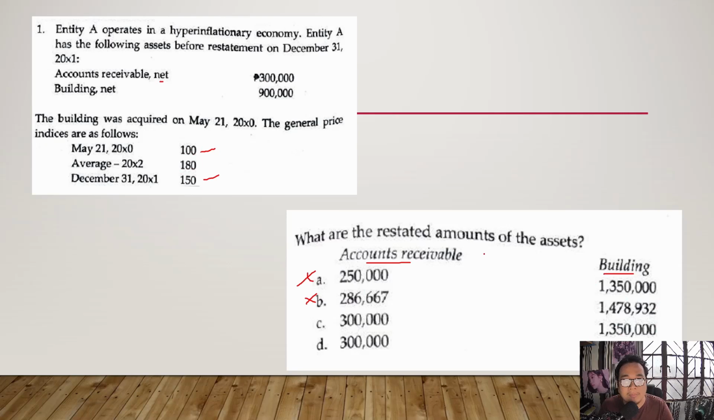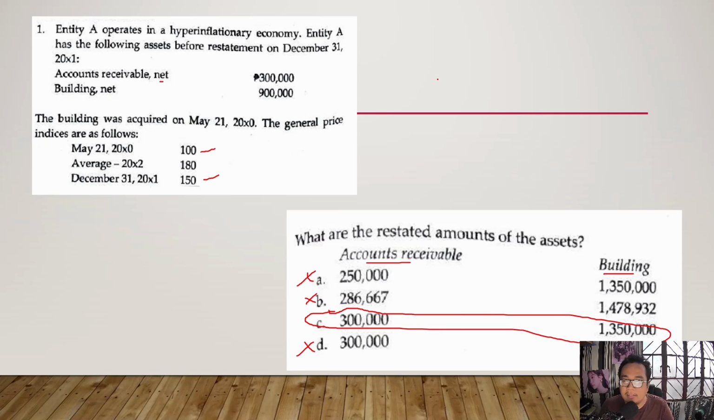Oo, kasi alam mo nang kailangan i-restate yan, and titingnan mo pa lang yung gagamitin mong fraction, 150 over 100, alam mo magiging iba yung amount. So, power of deduction, without even solving the problem, alam mo, tanggal yan. So, alam mo, letter C yung magiging answer. O yun. Power of deduction pa lang, walang solving. So, tip lang yan sa board exam. Power of deduction. Pero solve pa rin natin.